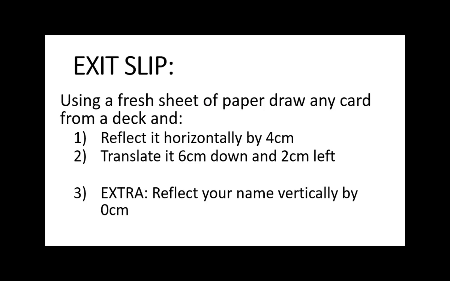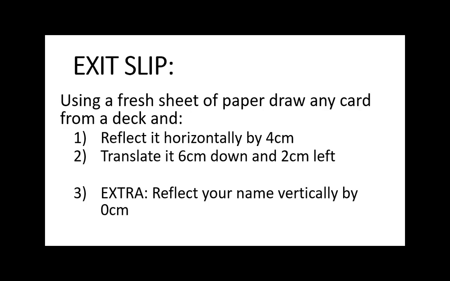Horizontally is to the left and right, but your line of reflection is going to be vertical, up and down. Yeah. So you want to reflect it horizontally by 4 centimeters. That means your line of reflection, that mirrored line, is 4 centimeters away from the card. So that line is 4 centimeters away from that card.